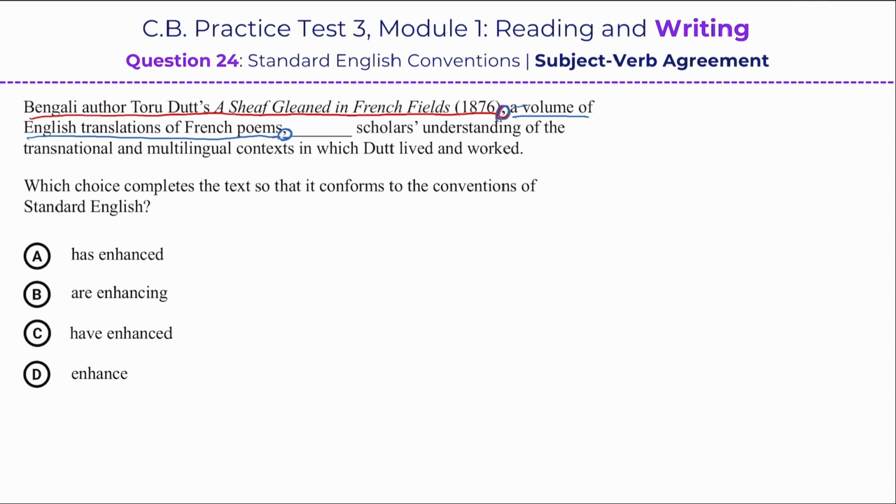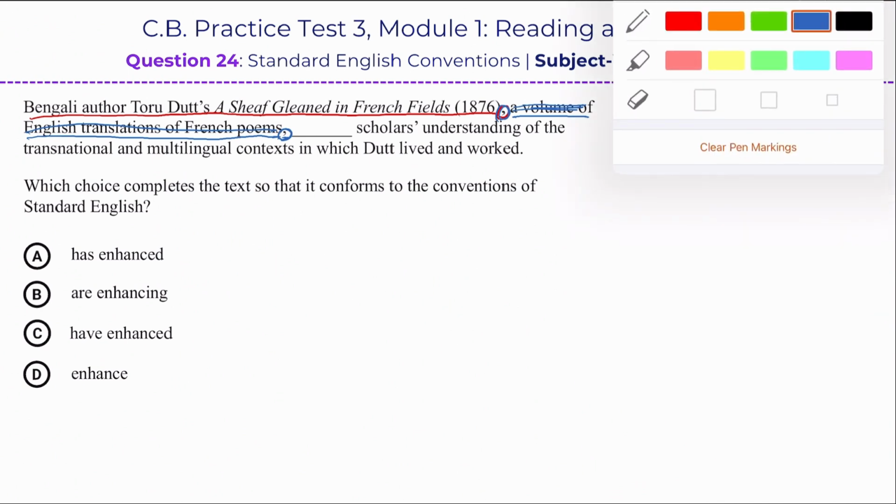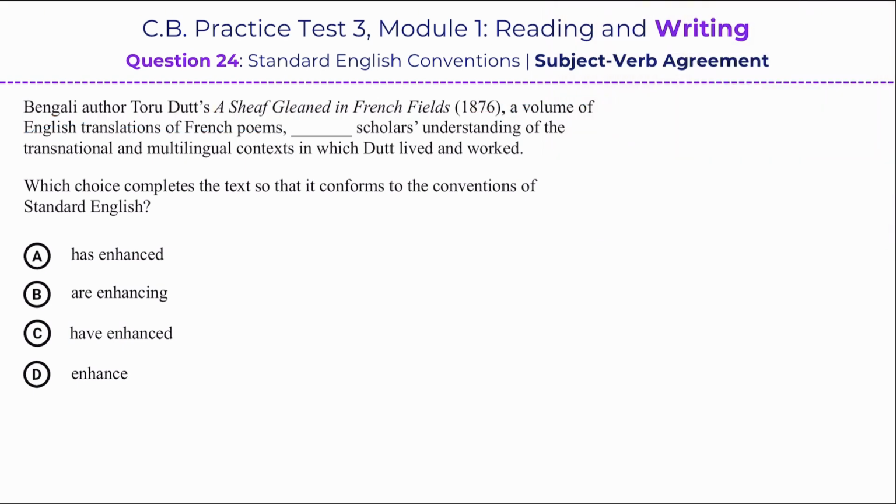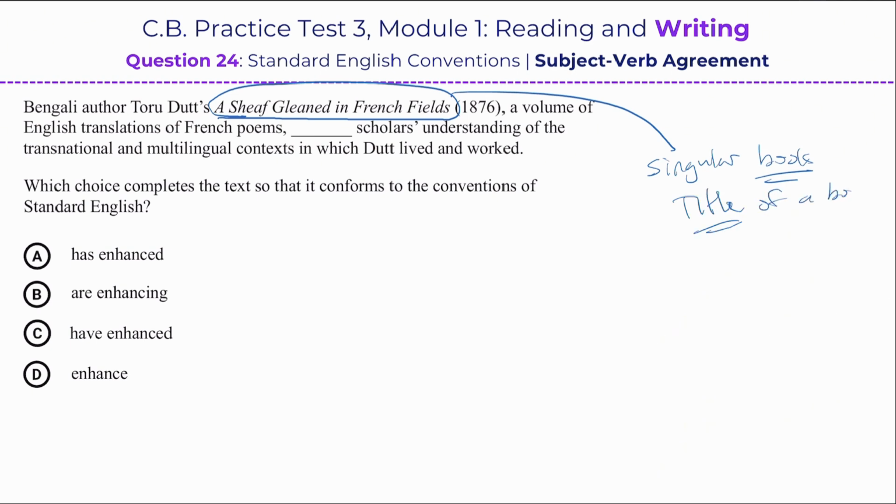So we can look at that as a complete subject. The simple subject of the sentence, you guys, is A Sheaf Gleaned in French Fields. Now, guys, tell me, is this a singular or a plural subject? Well, it's got to be singular, right? It's a singular subject because it refers to one book. It's the title of a book. And because it refers to just one thing, one book, we have to consider this a singular subject, and we know that singular subjects take singular verbs.